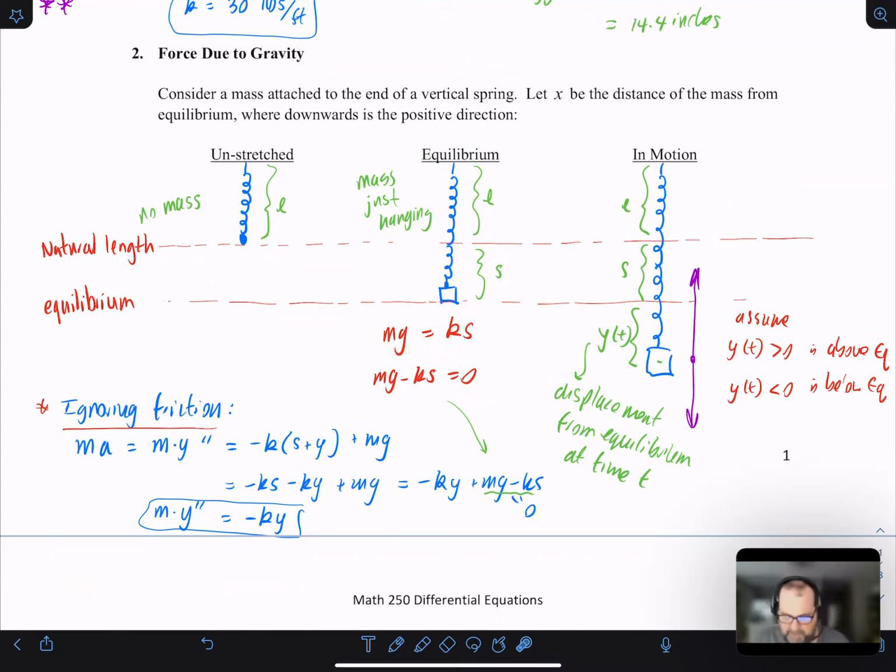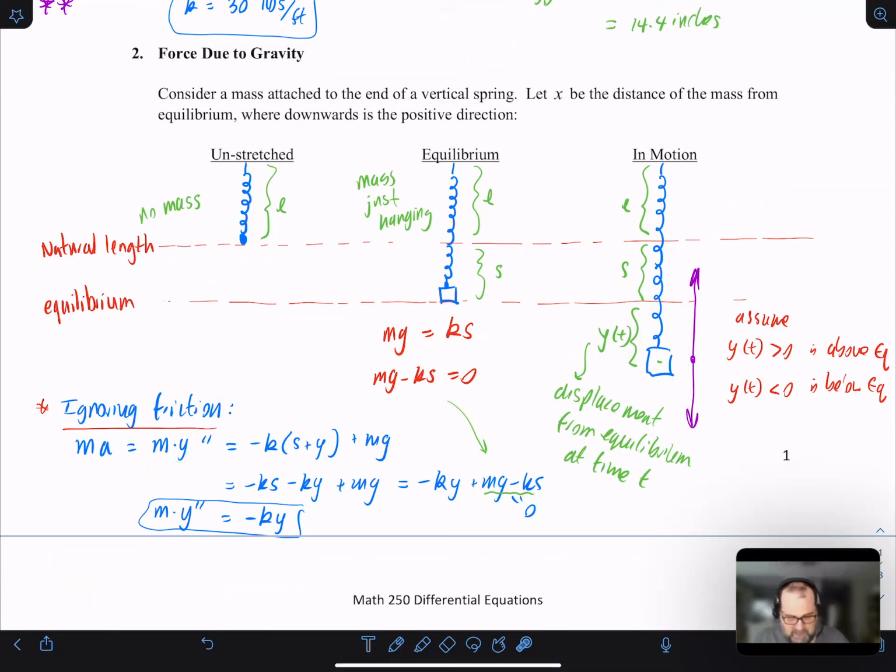The bigger picture for us is that we then set this in motion, and it will oscillate back and forth. That is the motion that we are trying to model, and it is given by this y of t. And y of t is based off of equilibrium, not off of the natural length. So if we temporarily ignore friction, which we will until later in the section, and equate these forces, we have the force of the mass itself.